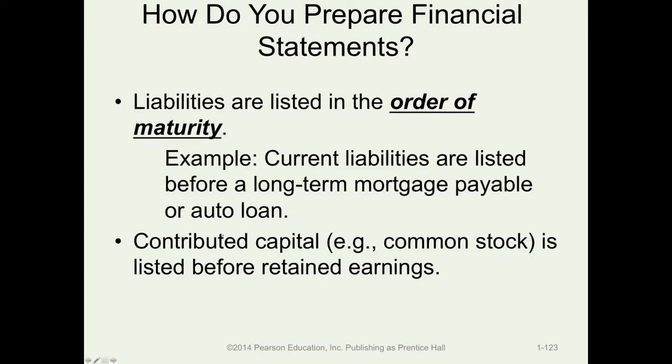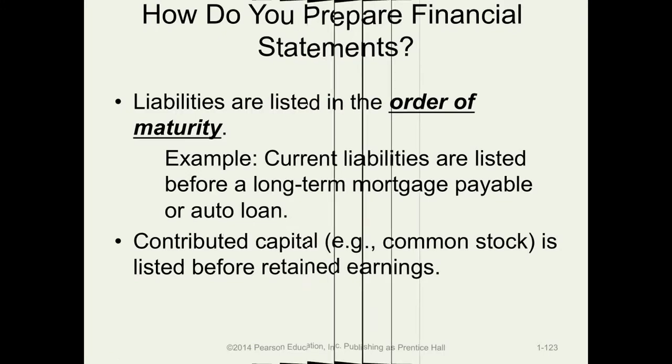Liabilities are listed in the order of maturity. So the most current go first, and then long term. If you had an accounts payable, that would be listed before an auto loan or a mortgage payable. And then in the contributed capital section, we list the common stock or the contributed capital before the retained earnings. So again, we're looking at the way in which we prepare the balance sheet.